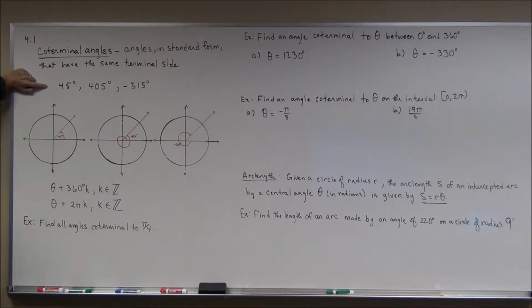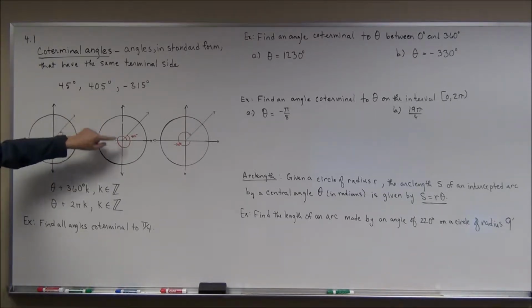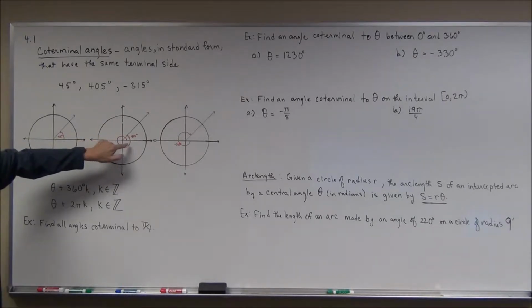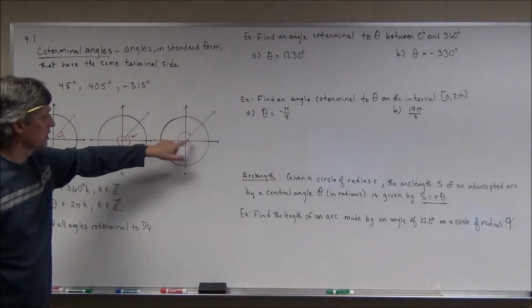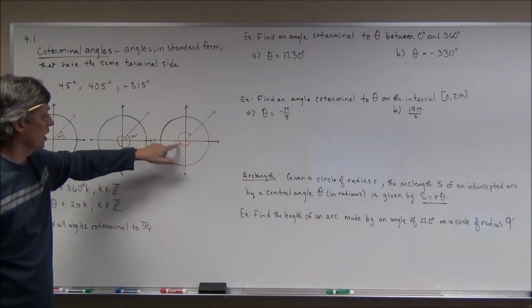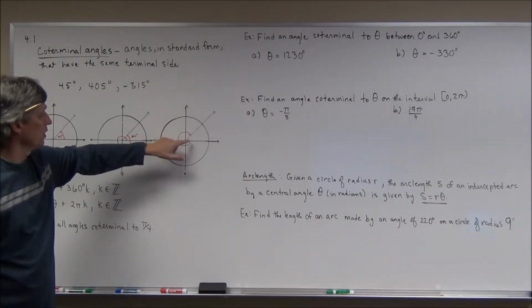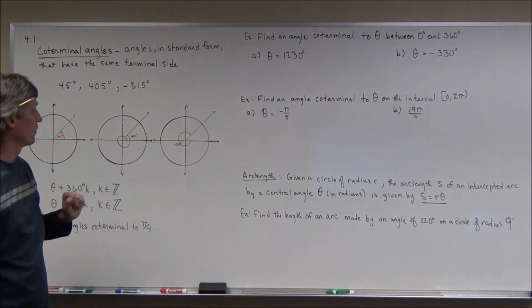Now, these are not the only examples, this is just one. And I tried to draw them out here on these three diagrams. 45 degrees in standard form, 405 degrees, notice all the way around 360 and 45 more, and then negative 315 degrees. Instead of going counterclockwise, I go clockwise, 315 degrees, and of course that means that this is 45 degrees.